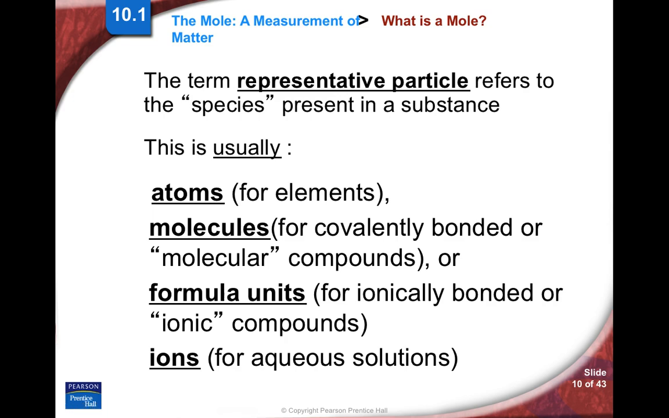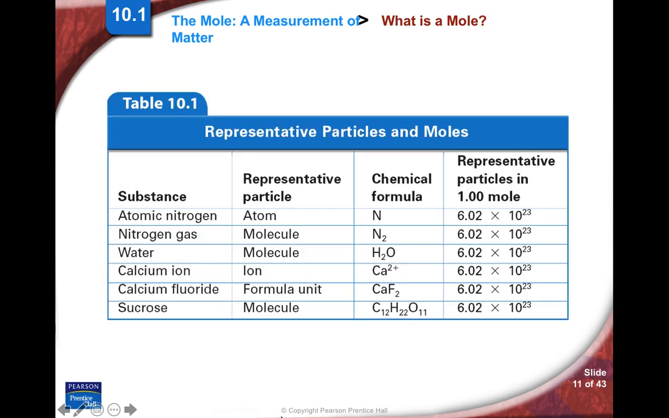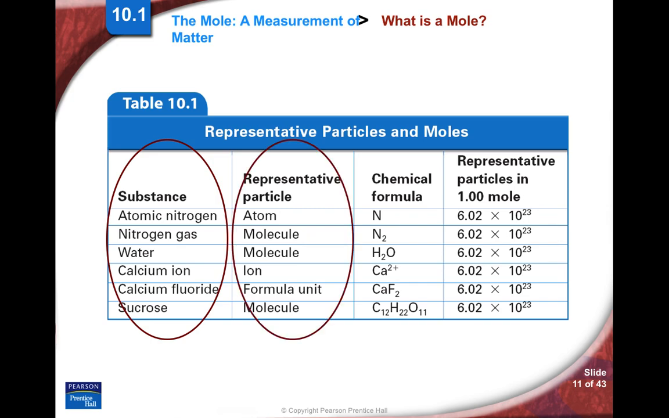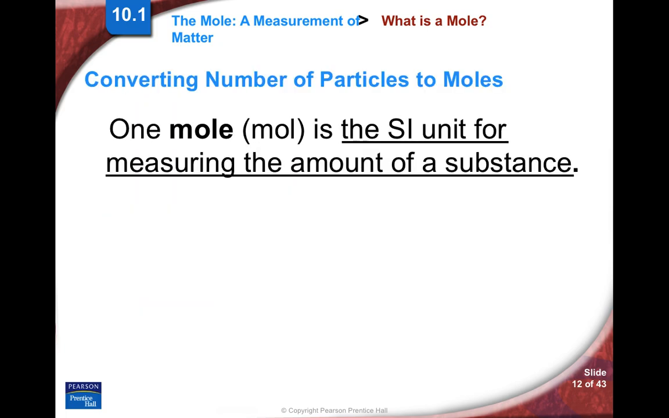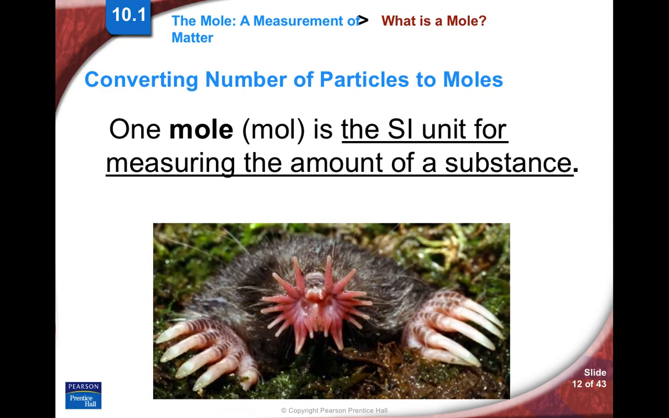And then ions. So when ionic compounds go into water, they dissociate, and you have sodium ions and chloride ions. For example, when salt dissolves, you can count the number of ions as well. So every type of substance will have its own particular type of representative particle. 1 mole of any of those is 6.02 times 10 to the 23rd of those things. Again, the mole is the Système International, the metric system unit for measuring the amount of a substance.